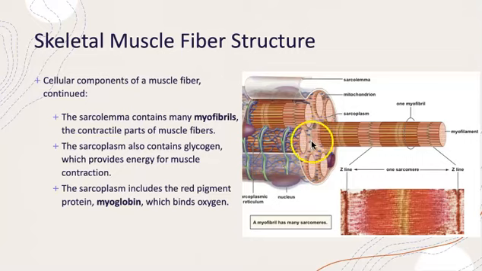So our sarcoplasm in the center here will contain glycogen, which if you remember, glycogen is a larger molecule of a bunch of repeated glucose molecules. So we can always break glycogen apart and use that glucose to provide energy for muscle contraction. The sarcoplasm will also include a red pigment protein known as myoglobin, which is going to bind oxygen, and we can utilize that to create more ATP.